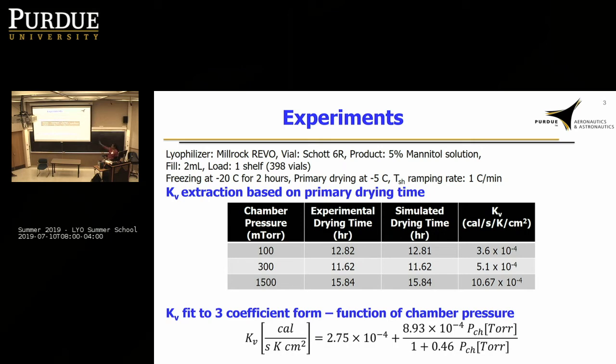And then we iterate through a number of Kv values and find the Kv that best matches the experimental drying time. So we have different values of this heat transfer coefficient at different chamber pressures. Now that we have 3 chamber pressures and 3 Kv values, traditionally this Kv has been fit to this 3 coefficient form where you have this Kc, Kp, and Kd. Because we have 3 points, we're able to fit a curve and extract those values, and that's what you see at the bottom.